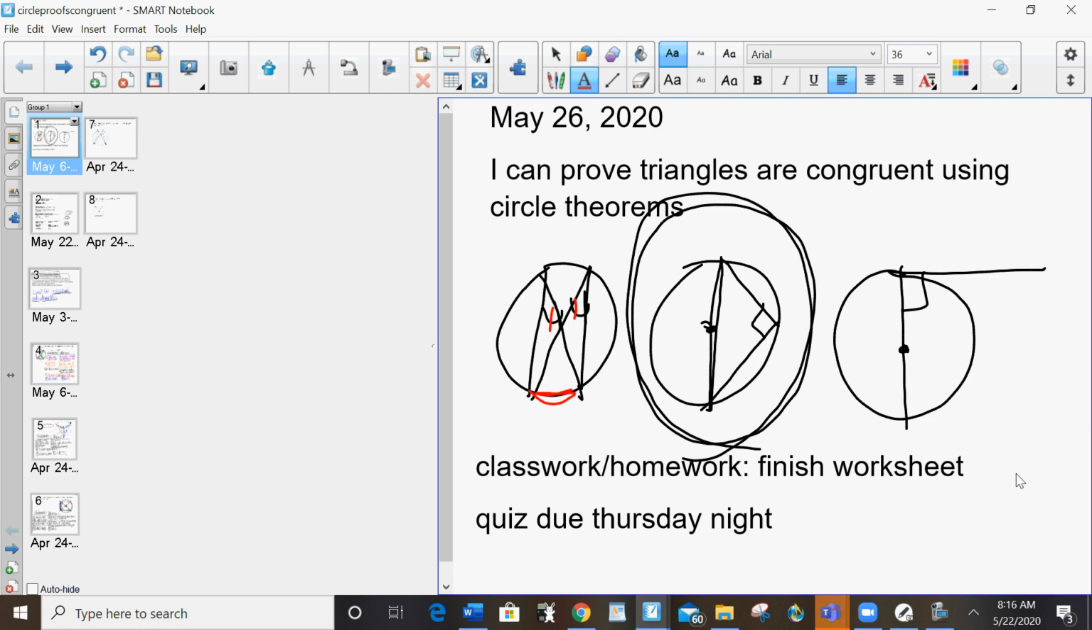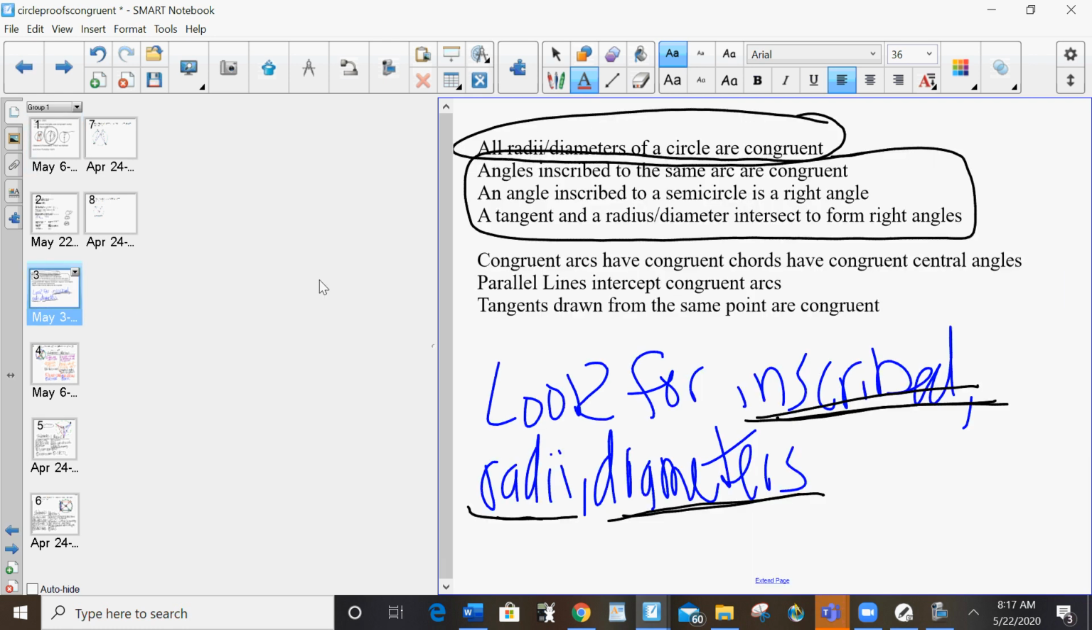I can prove triangles are congruent using my circle theorems. So it's the same rules for proofs. We played our song before. And my main circle theorems look for inscribed angles, radii, and diameters. And your big three we talked about on Friday come up. And also all radii and diameters of a circle are congruent. Those are the main ones that come up.